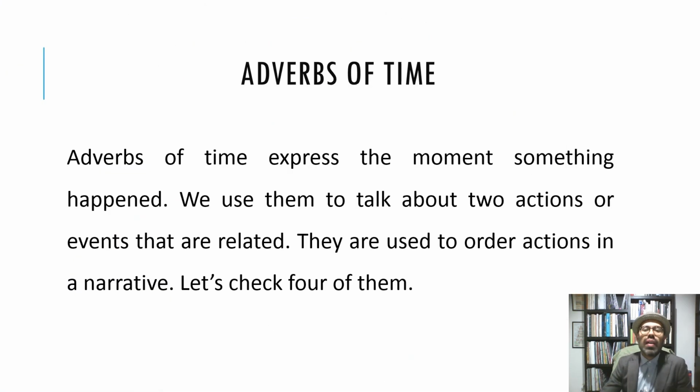Adverbs of time express the moment when something happens. We use them to talk about two actions or events that are related. They are used to order actions in a narrative. So it's like you have different situations, different moments, different events in a situation, and you want to order them. Like this happened first, this second, this in the third place, etc. And in order to make this sequence, we use adverbs of time.